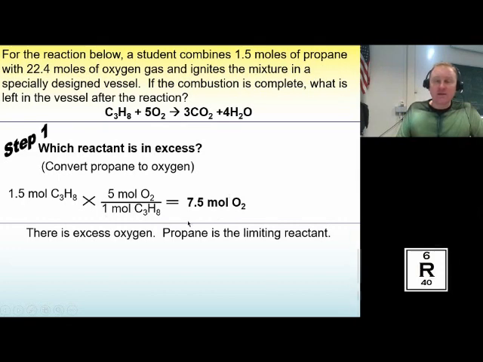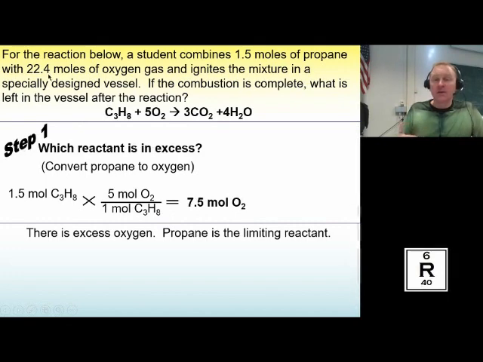So this means, and this is the part where you're going to have to stop, pause a little bit, think, and evaluate what's going on here. This is saying that for 1.5 moles of propane, it requires 7.5 moles of oxygen. Now, if we look over here, do we have 7.5 moles of oxygen available to us? And the answer is yes. We have more than 7.5 moles of oxygen. Therefore, the propane will completely run out, because we have enough oxygen left over. So therefore, propane is our limiting reactant.